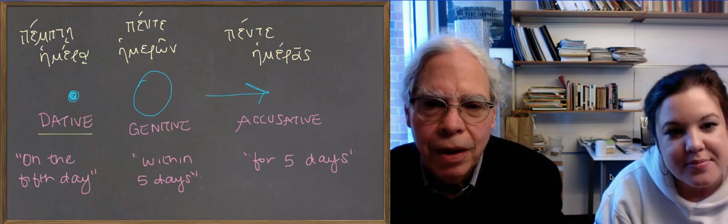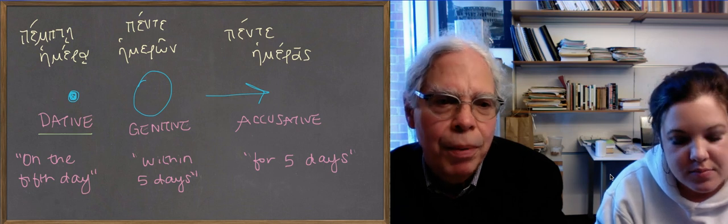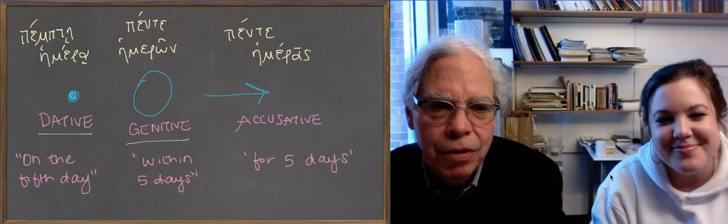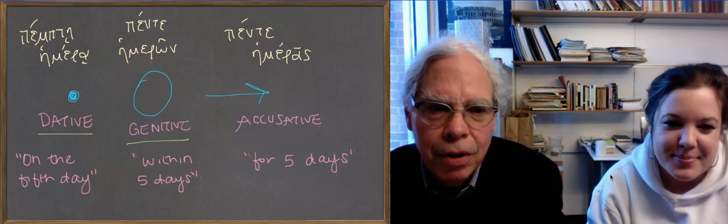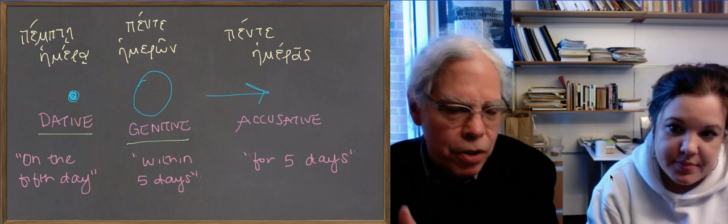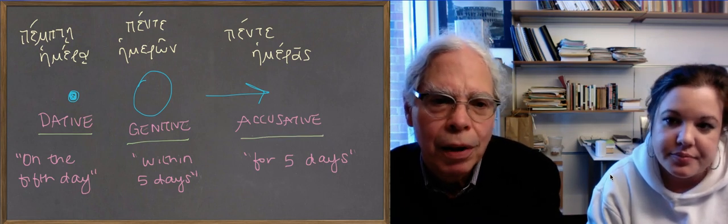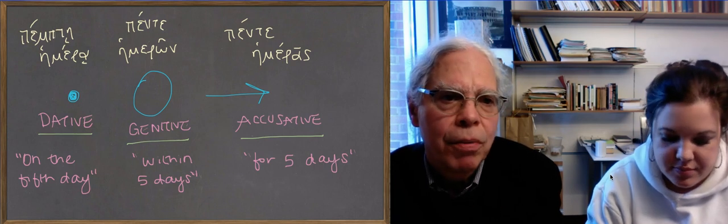A circle is kind of blobby, okay? Within 5 days, I'll get done with my thesis, okay? Right? You're just scattershot, okay? And the arrow is a space of time over which something will happen. For 5 days, I was in the hospital, right? Stuff like that. So these are the 3 expressions, and these are the ways you do it.